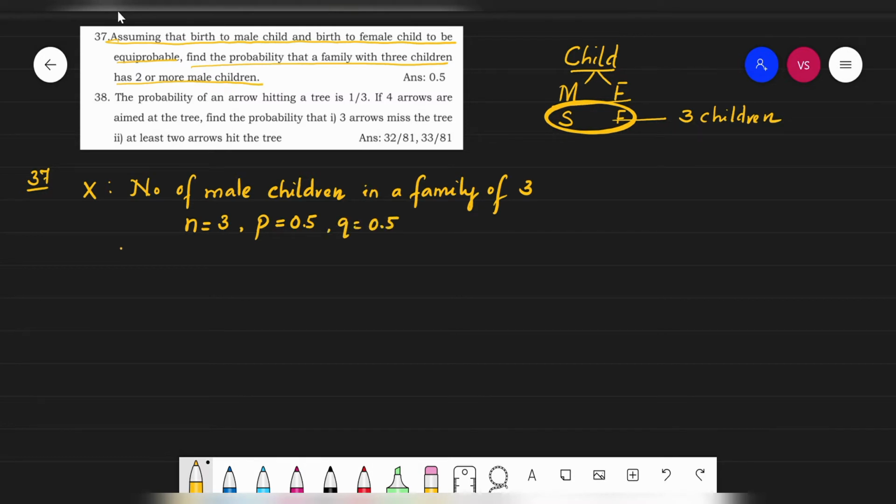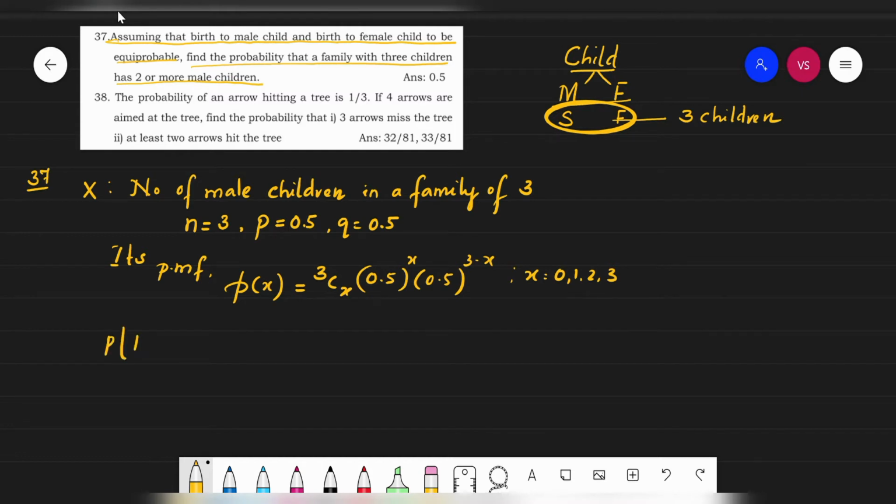Then its PMF, students. I'll write it directly by using those values. It would be 3Cx 0.5 raised to x, 0.5 raised to 3 minus x, where x has the range 0, 1, 2, 3. Is that okay? Now, they said find the probability that a family with 3 children has 2 or more male children.